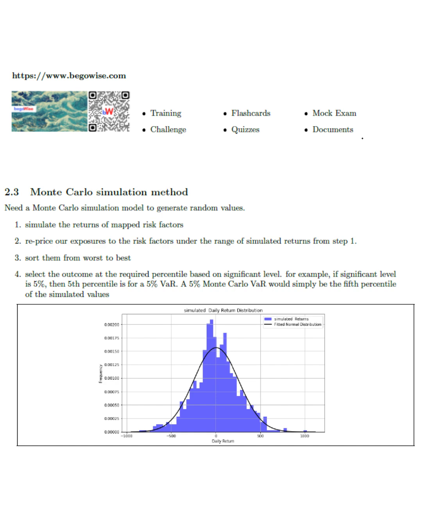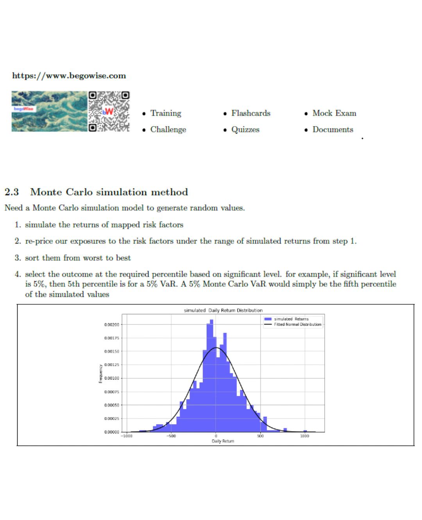Step 4. Select the outcome at the required percentile. Finally, we select the outcome at the required percentile based on the significance level. For example, if our significance level is 5%, we look at the 5th percentile of our sorted results. This means we find the value where 5% of the outcomes are worse. This value is our VaR.